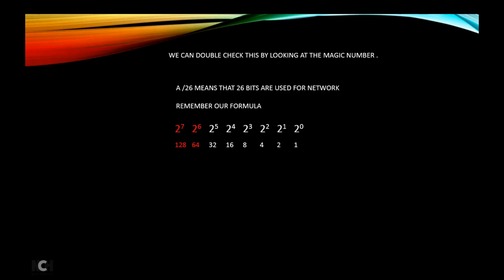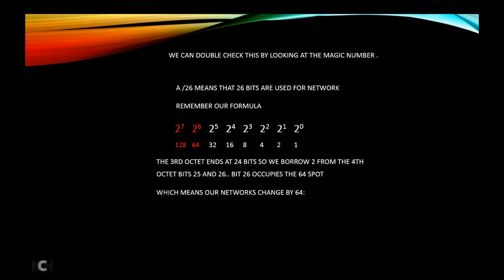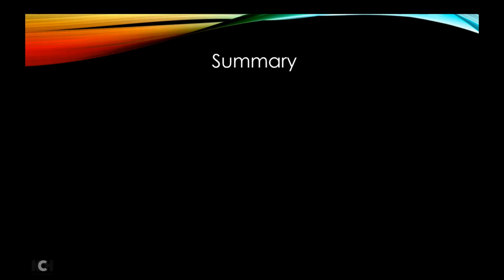We can double check this by looking at the magic number. A /26 means that 26 bits are used for network. Remember our formula. The third octet ends at 24 bits, so we borrow 2 from the fourth octet, bits 25 and 26. Bit 26 occupies the 64 spot, which means our network changes by 64. 0 to 63, 64 to 127, 128 to 255.